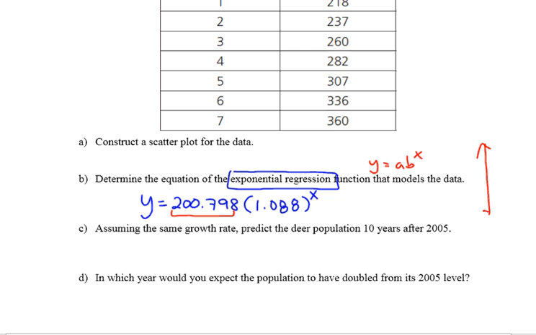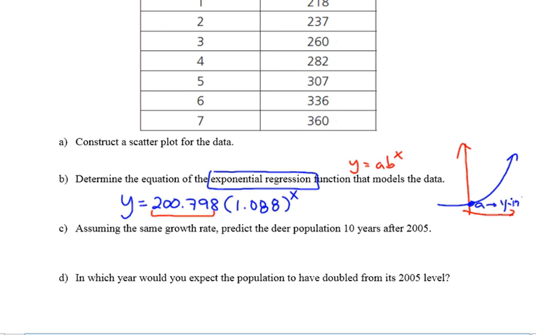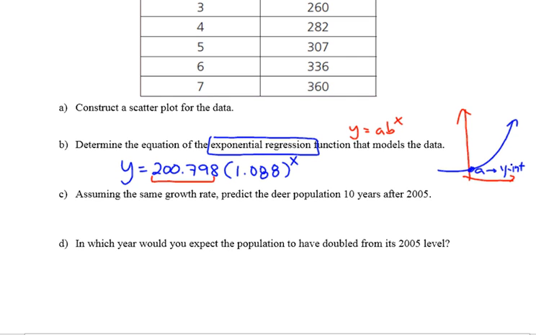An exponential function. Steph? Beautiful. So your a is your y-intercept, or your initial amount. Okay, so the a is the y-intercept, or the initial amount, when x is 0. Okay, assuming the same growth rate, predict the deer population 10 years after 2005.